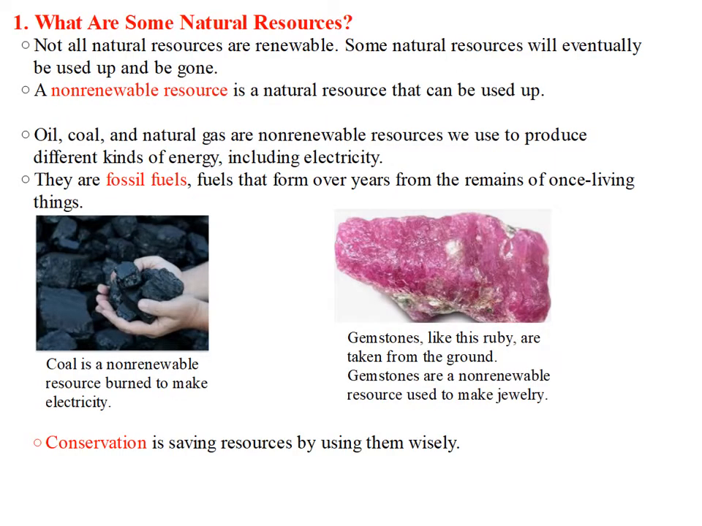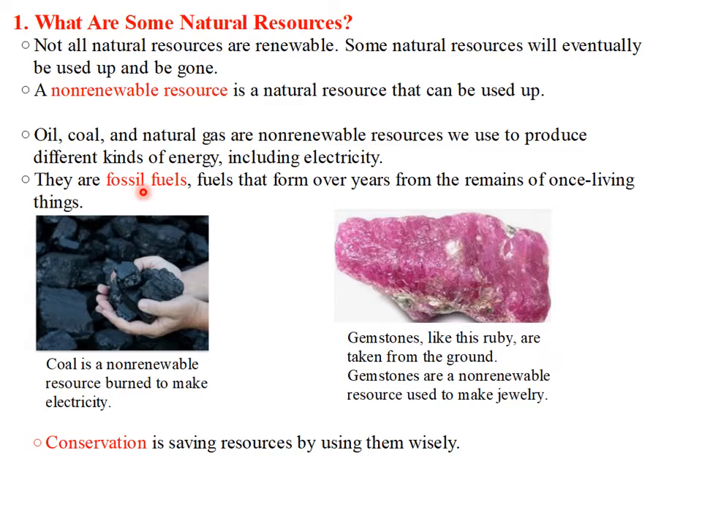So, as we agreed before, not all natural resources are renewable. Some natural resources will eventually be used up and be gone. A non-renewable resource is a natural resource that can be used up. For example, oil, coal, and natural gas are non-renewable resources that we use to produce different kinds of energy, including electricity. We call them fossil fuels. What are fossil fuels? They are fuels that form over years from the remains of once living things.